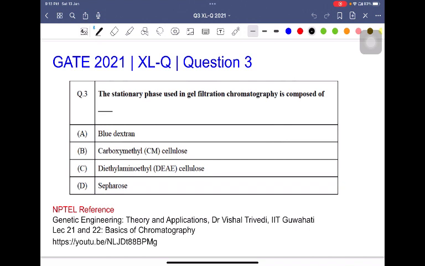I am a Prime Minister's Research Fellow and we are discussing question number 3 from the paper XL-Q of the GATE examination 2021. The question states: the stationary phase used in gel filtration chromatography is composed of A. Sephadex, B. Carboxymethyl (CM) cellulose, C. Diethylaminoethyl cellulose, and D. Saccharose.